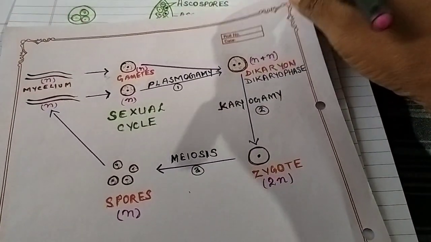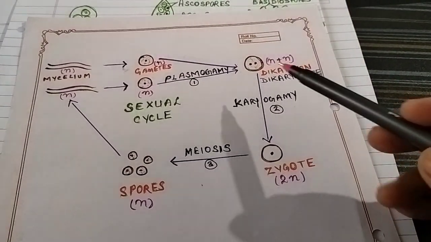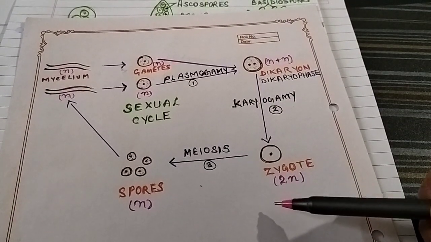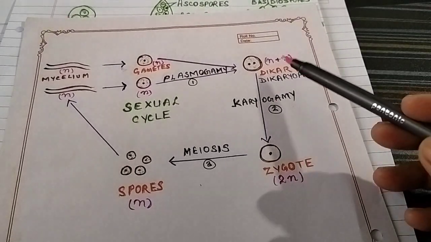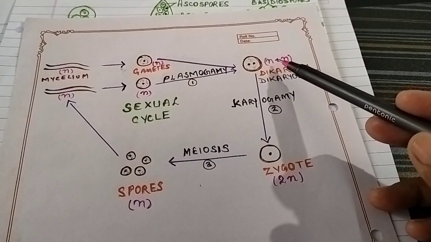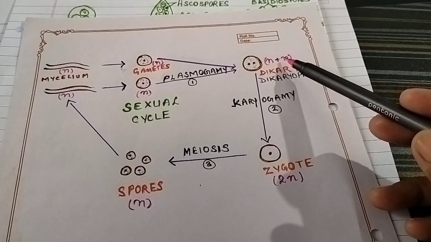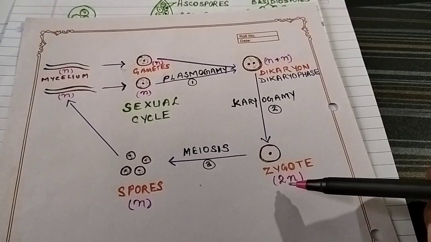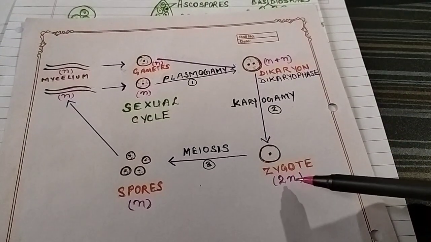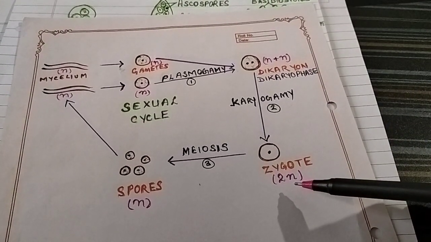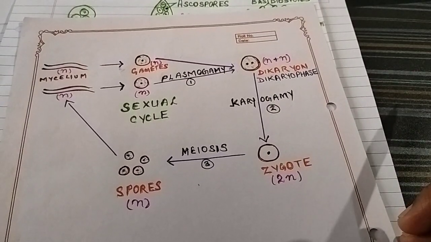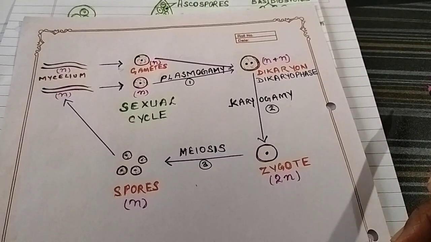So this is the sexual cycle of fungi, and you have to learn all this terminology very well. Questions are asked from this topic, and don't get confused between 2n condition and n plus n condition. They are totally different. In n plus n, karyogamy has not taken place, but in the zygote, 2n, karyogamy has taken place. The n plus n cell is called a dikaryon, and 2n is called a zygote. So this was all about the general characteristics of fungi. Next, we will discuss classification of fungi.